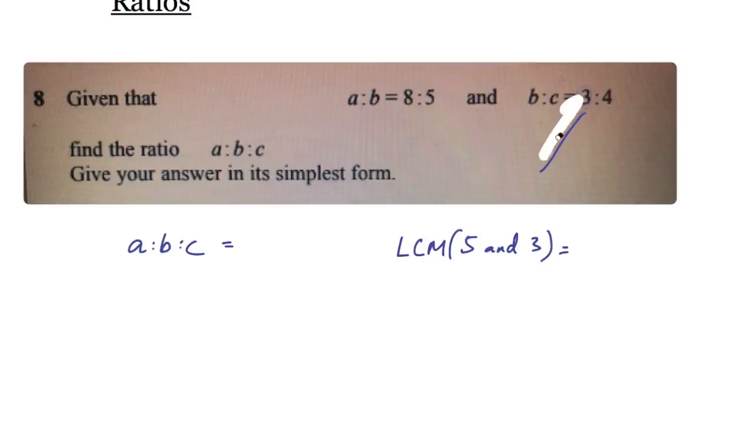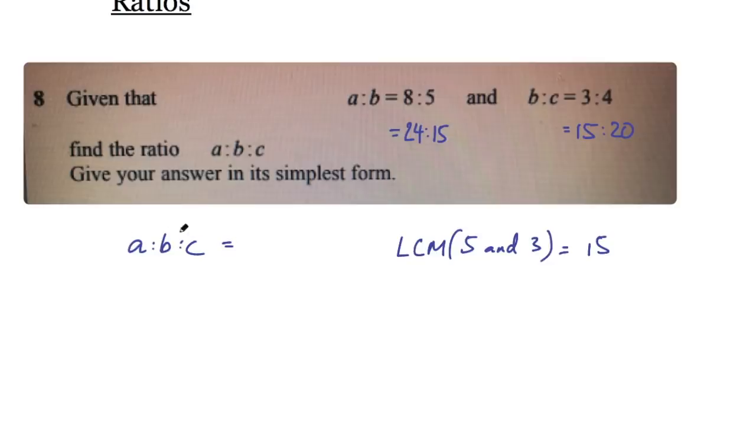In this case, we get the lowest common multiple, which is 15. But that won't always be the case. Sometimes the lowest common multiple will be less than if you just multiply them together. But anyway, if we multiply this one by 3, we get 24 to 15. And if we multiply this one by 5, we get 15 to 20. Okay, so you can see here the number relating to b in the ratios is the same, 15 here and 15 here. That allows us to combine the ratios.